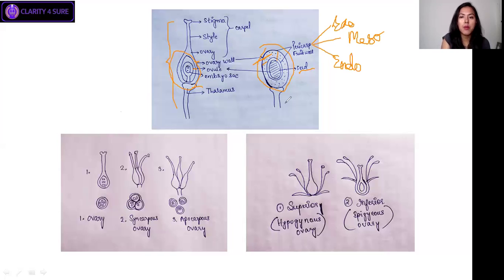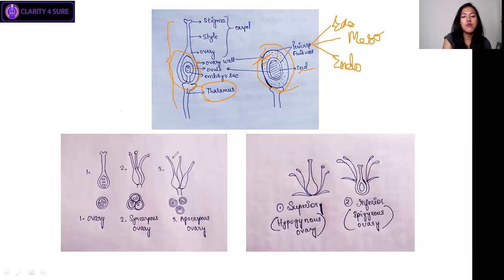Now, sometimes this thalamus that you see develops into fruit. We'll see in the later slides how the thalamus develops into fruit and what such fruits are called. But you just have to remember which part is the thalamus. So this part is the thalamus.